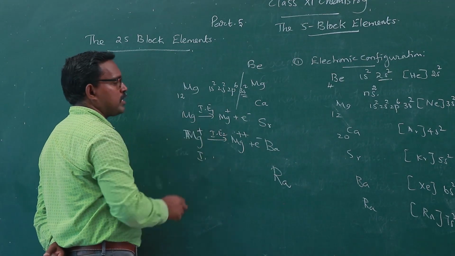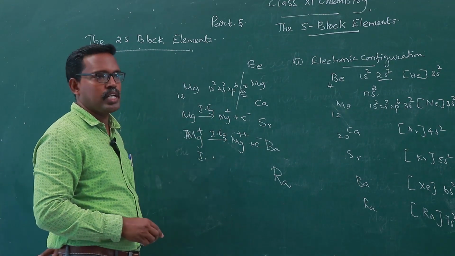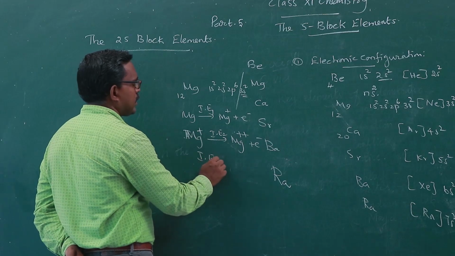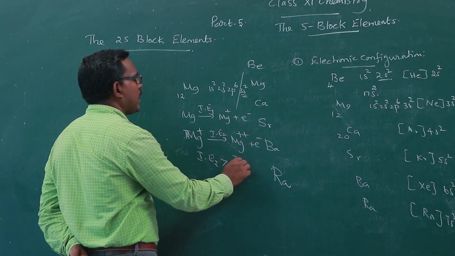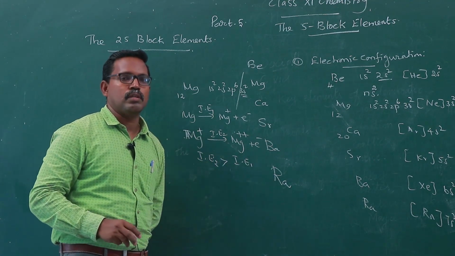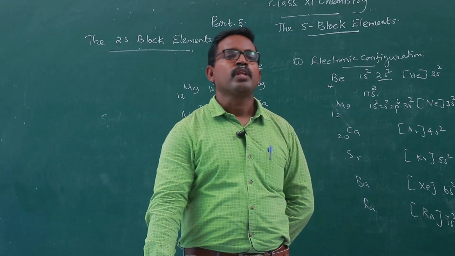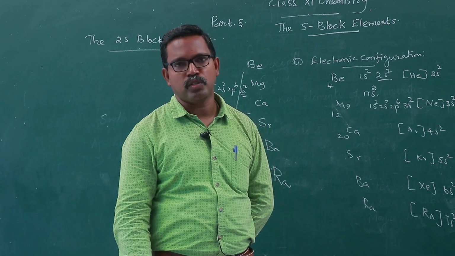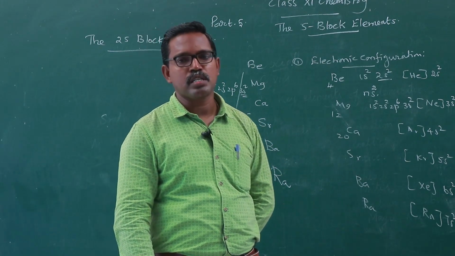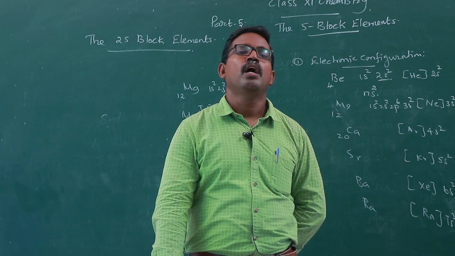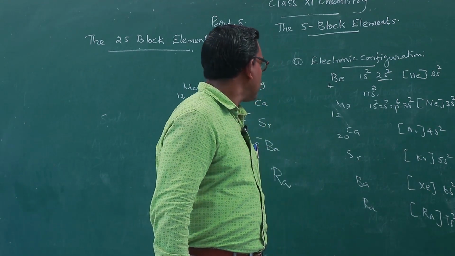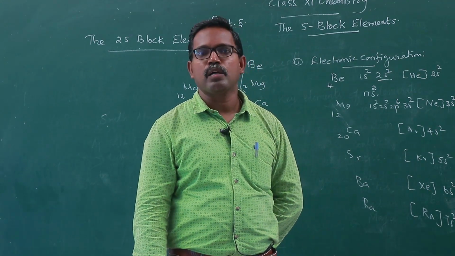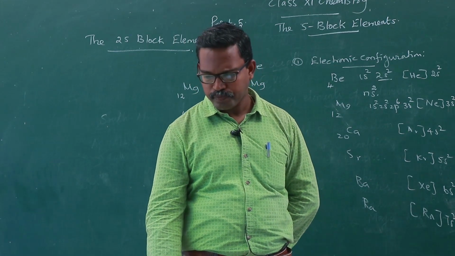So comparing ionization energy 1 and ionization energy 2, ionization energy 2 is greater than ionization energy 1. Generally, the successive ionization potentials are greater than that of the previous one. Successive ionization potentials are greater than that of the previous one. This value is greater when compared with the alkali metals.